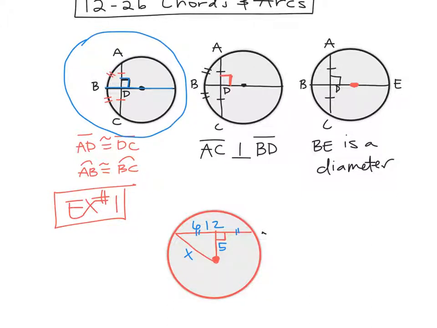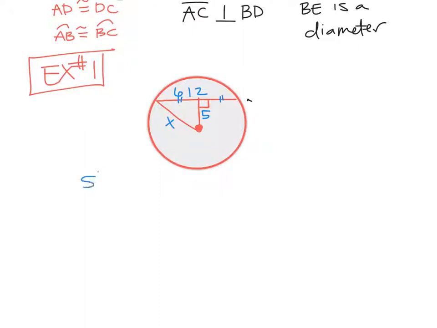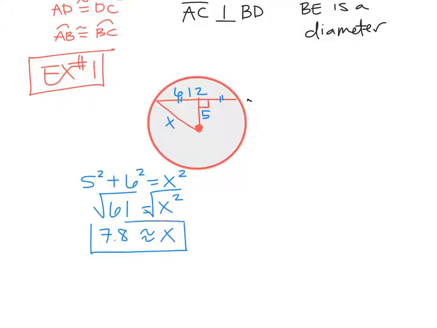And now you can use the Pythagorean theorem. So you're going to do 5 squared plus 6 squared equals x squared, and then just solve for that x squared. So 5 squared plus 6 squared is 61 for your x squared. Then you're going to square root that, and just round to the nearest tenth because the square root of 61 is not a pretty number. So that comes out to 7.8.